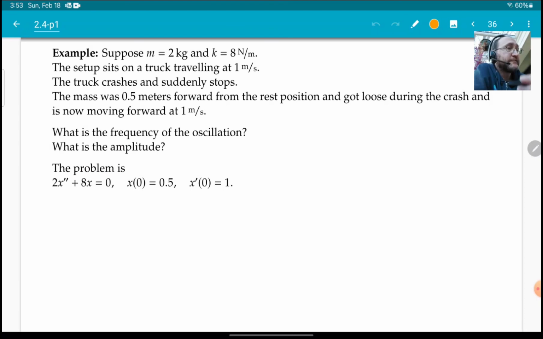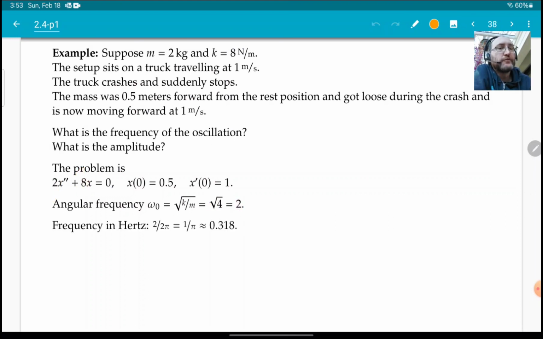There's no c, there's no damping. Mass is 2, k is 8. The initial position was 1/2. The initial velocity was 1. And so the angular frequency is just the square root of k over m. k over m is 8 over 2, that's 4. The square root of 4 is 2. So the angular frequency is 2.